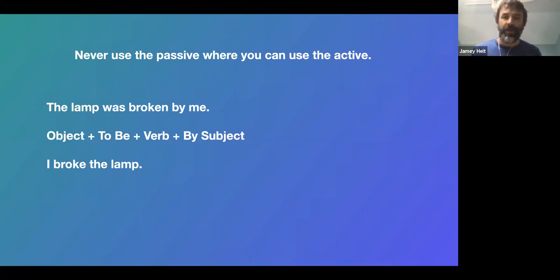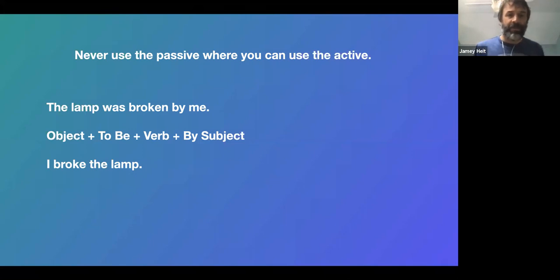And then the final point of the passive voice construct is by subject. In this example sentence, the lamp was broken by me. I am the one who did the breaking of the lamp. Sometimes you won't see the subject included in passive voice. Simple example, the ball was thrown. So you have the object, the ball, some form of the verb to be, was, and then the verb thrown. So if you don't see by subject, you're still going to be dealing with passive voice.